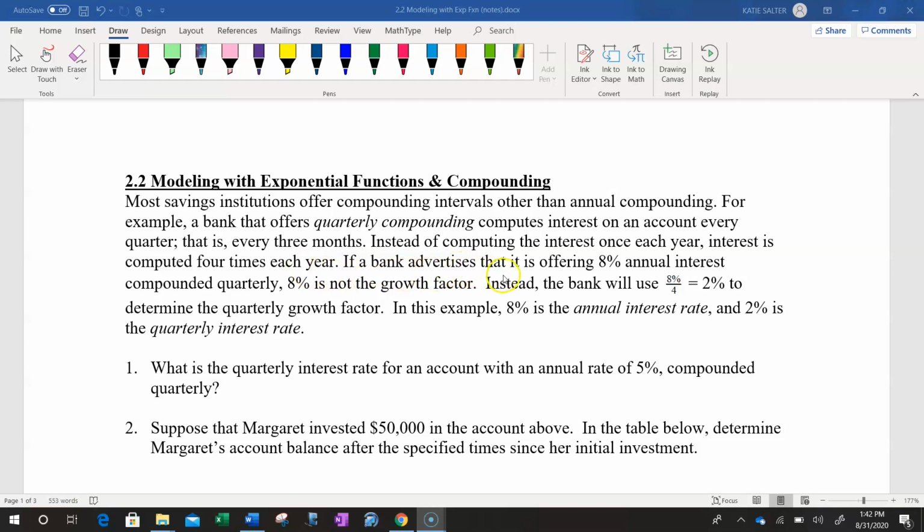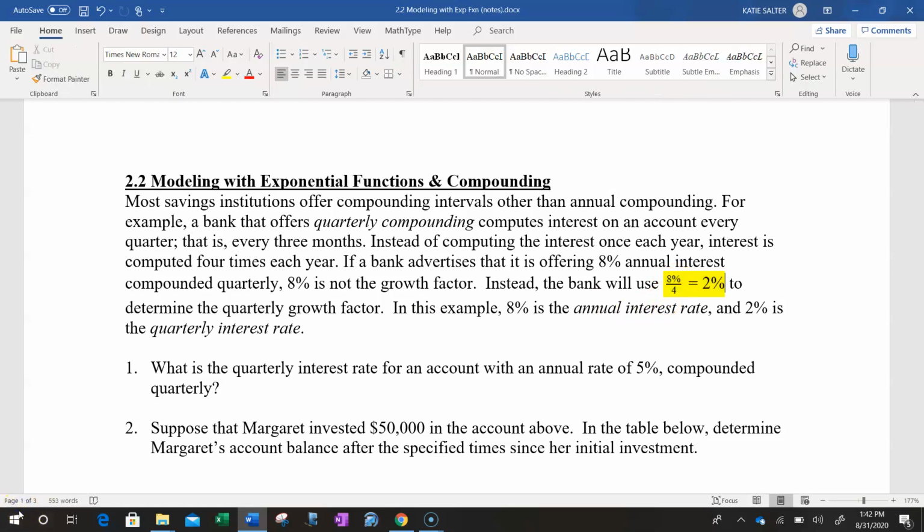So if a bank advertises that it is offering 8% annual interest compounded quarterly, 8% is not the growth factor. Instead, the bank would use 8% divided by 4 equals 2%. So this part right here, folks, is really important that you understand where we're getting this from. If they do an annual 8% interest, and they're going to give you a piece of that each quarter, you're only going to get 2% per quarter, so that at the end of the year you've gotten all 8%. So 2% is the quarterly interest rate.